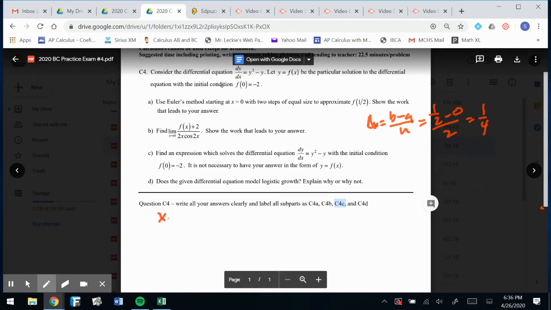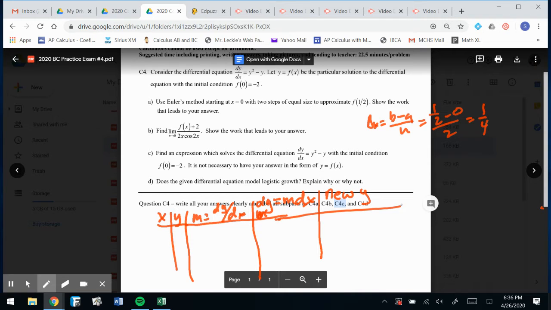So remember, we have an x column. We've got a y column. We've got a slope column, right? M equals dy over dx column. We got a change in y is equal to m times dx column. And then we have our new y, right? We got our new y. All right, so let's go ahead and see this.